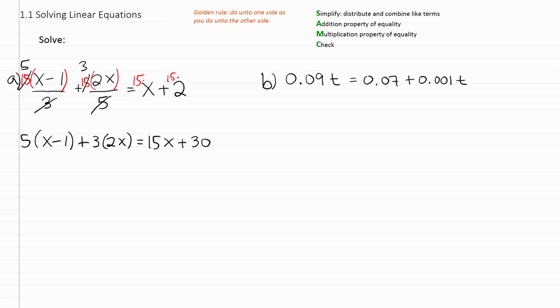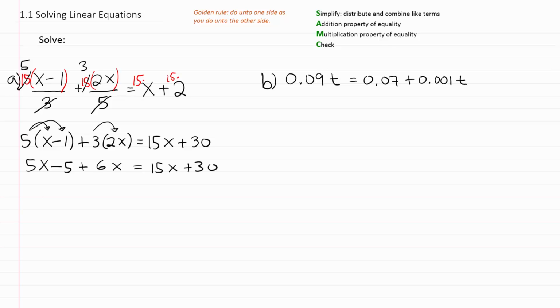All right, from here, the next step of the process is to go to the SAM-C approach, right? So we're going to begin with simplifying, then after simplifying, we're going to do the addition property, multiplication property, and then finally check our answer. So for simplifying, we're going to distribute first and then combine like terms. So 5 times x will give you 5x, and then 5 times negative 1 is going to give you negative 5. Then we'll have plus 3 times 2x, which will give you 6x, and that'll be equal to 15x plus 30.